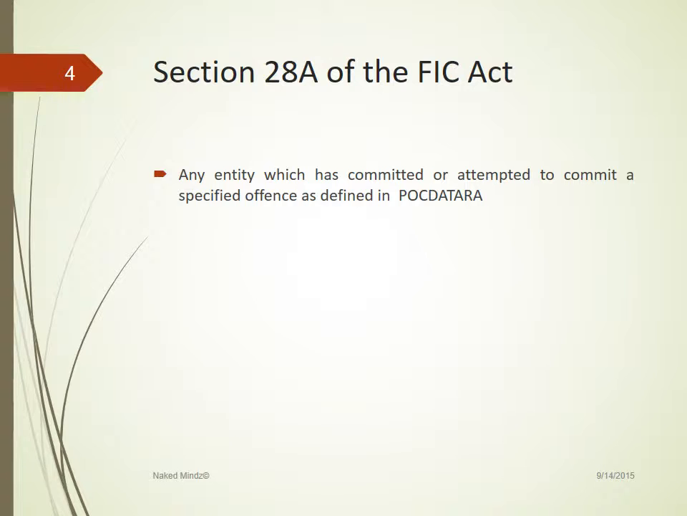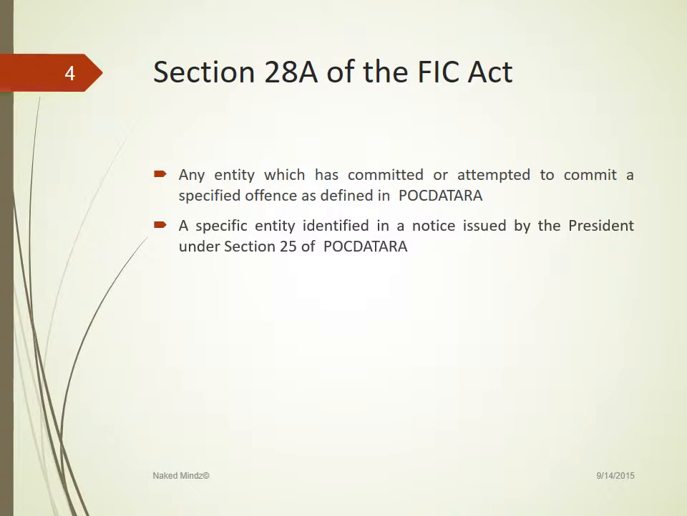And Pacta Torah amended Section 29 of the Financial Intelligence Center Act to extend the reporting of suspicious and unusual transactions to also cover property which is connected to an offence resulting or relating to the financing of terrorist and related activities. Now, this report has to be made to the Financial Intelligence Center. What is an entity in terms of Pacta Torah? Well, the President can identify such an entity and issue a notice in terms of Section 25 of Pacta Torah.